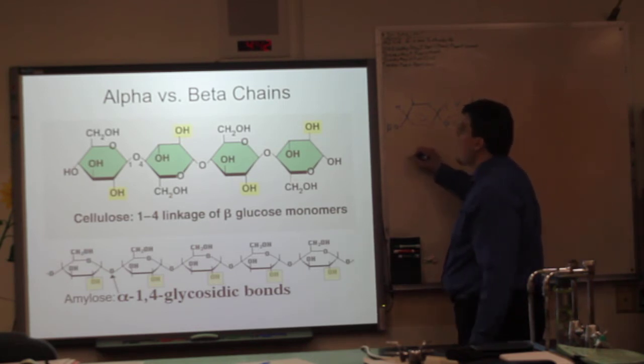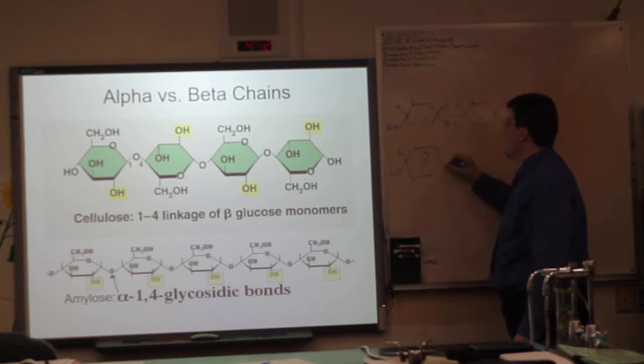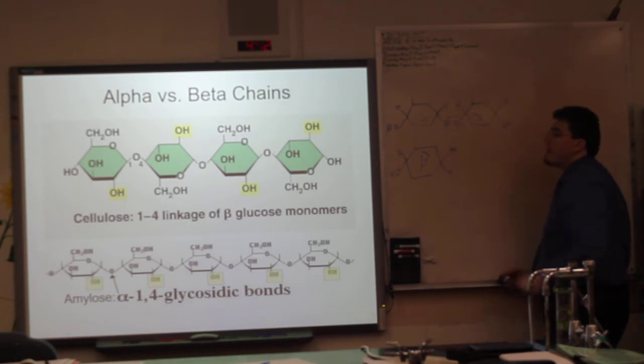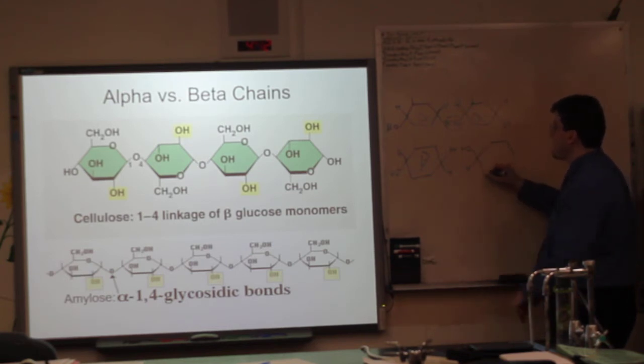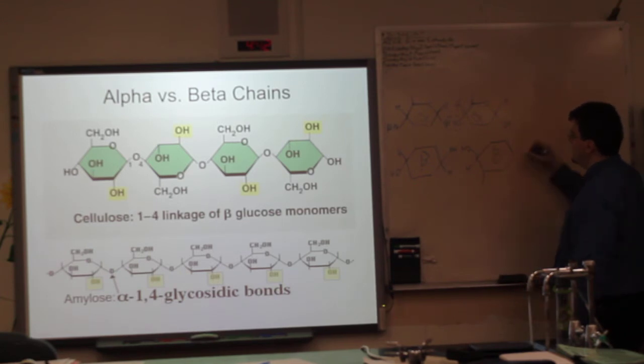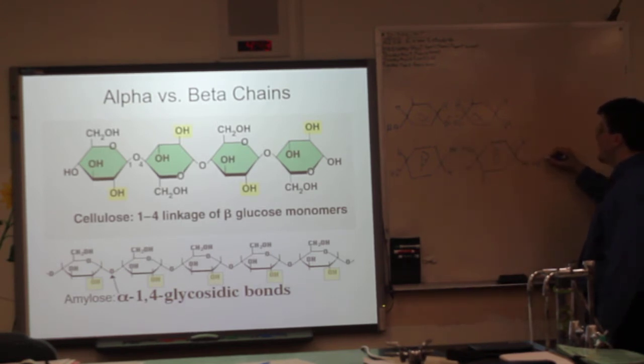But in beta, so we have beta glucose, and here we'll have our 4-carbon. So we'll have hydroxyl group up versus hydrogen down. In order for this to bond to another molecule, you have to flip the other molecule upside down, flipping it all the way upside down. And then the next one can be flipped right side up.